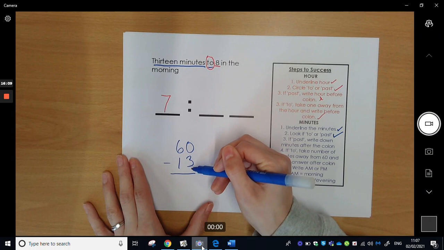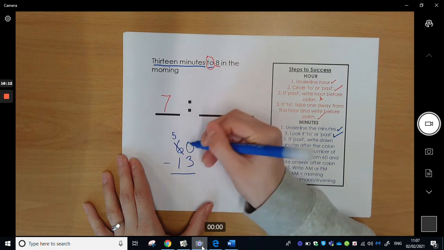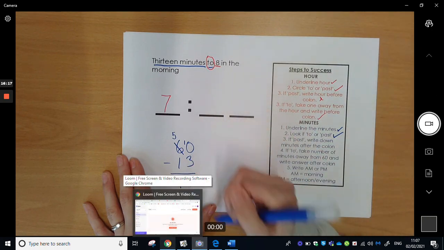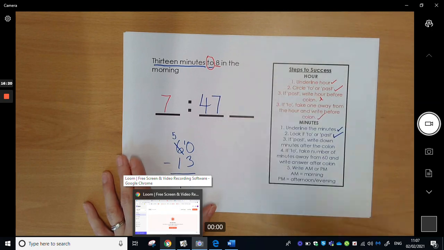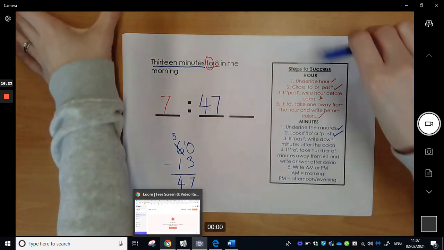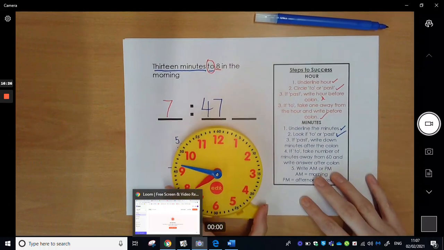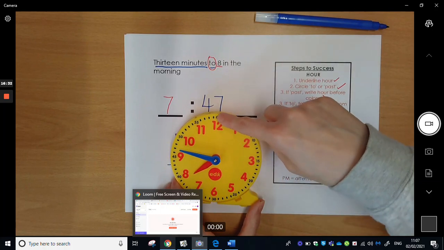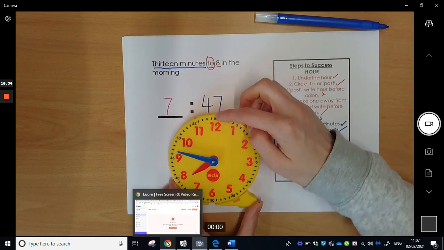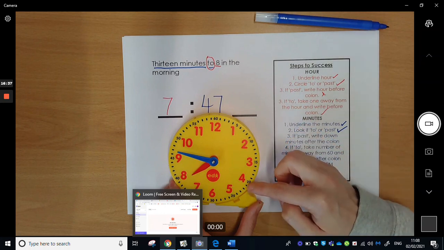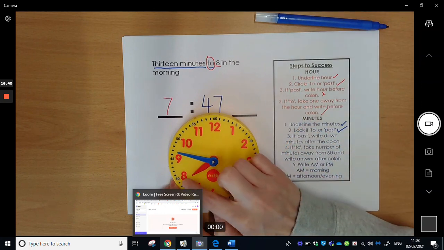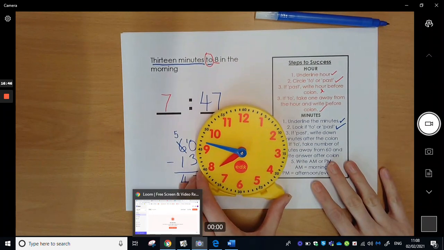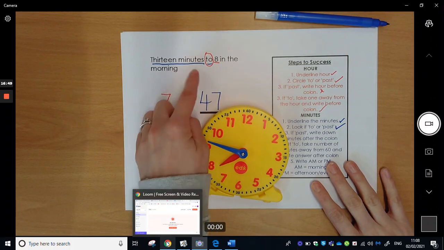So 0 minus 3, I can't do, so I'm going to regroup. 10 take away 3 is 7. And 5 take away 1 is 4. So there are 47 minutes, 7:47. So let's just look at that on my clock before we do another example and just check. So this is showing 13 minutes to 8. Let's just check. So 7:47, 47 minutes past 7. 5, 10, 15, 20, 25, 30, 35, 40, 45, 46, 47. Okay, so that is showing me 7:47 or 13 minutes to 8.